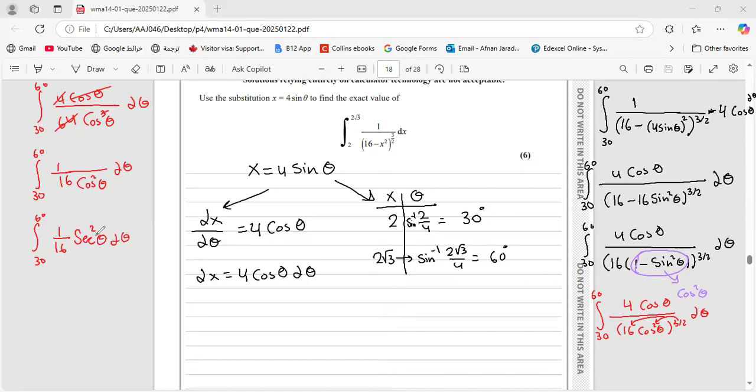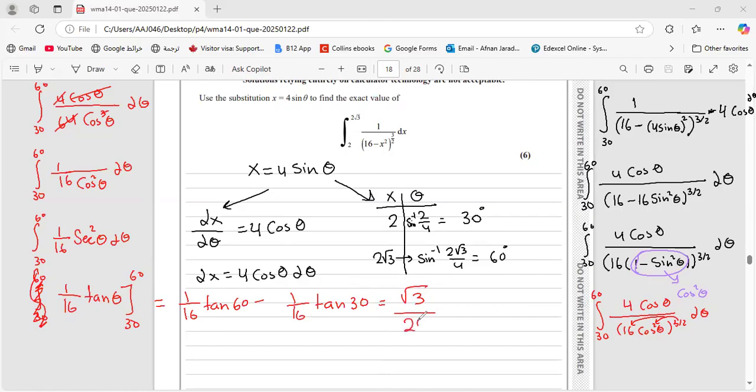What is the integration of secant squared? The integration of secant squared is tan. So from 30 to 60, 1 over 16 tan theta. Now to substitute the upper limit minus the lower limit, it will be 1 over 16 tan 60 minus 1 over 16 tan 30. The final answer will be square root of 3 over 24.